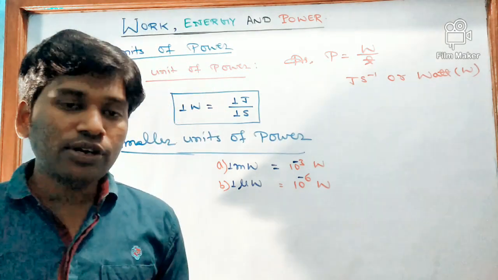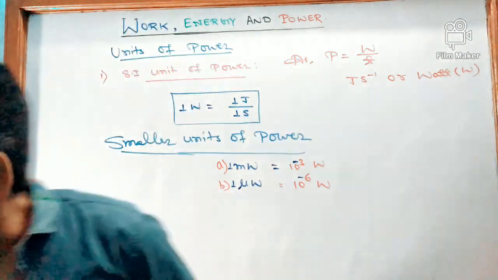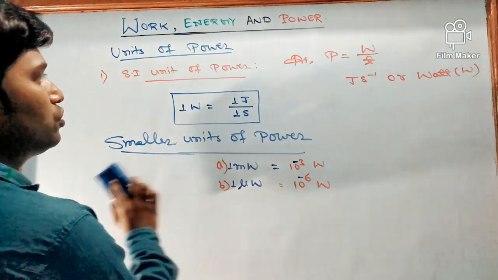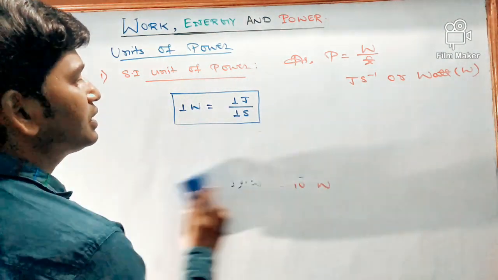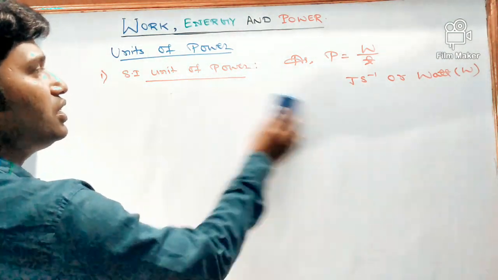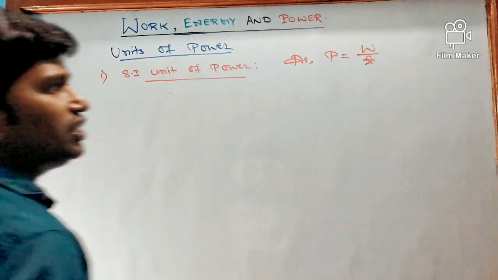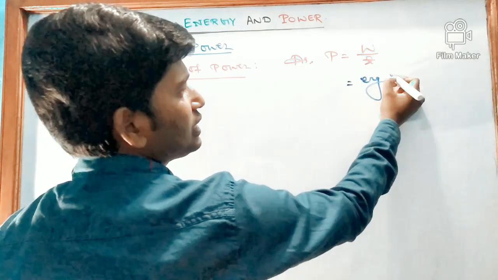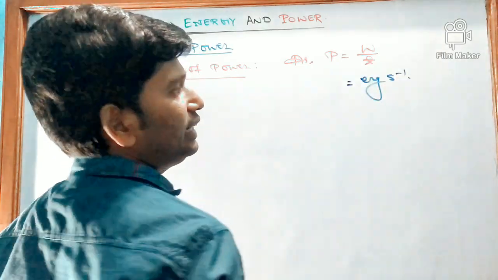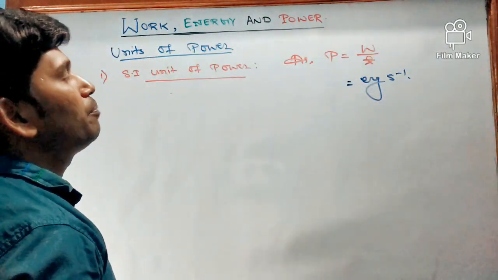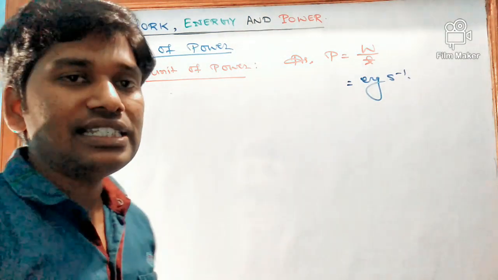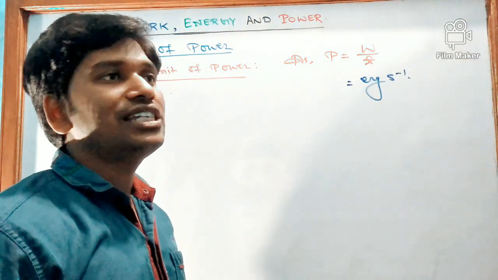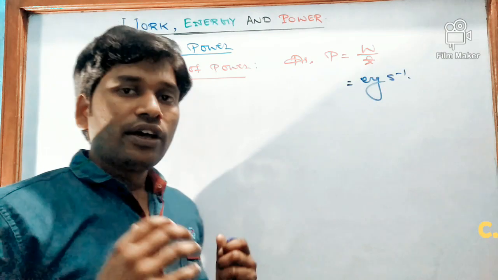We can talk about the CGS unit of power. So what is the CGS unit of power? CGS unit of work is erg and time is second. So erg per second is the CGS unit of power. So this is the SI and CGS unit of power.